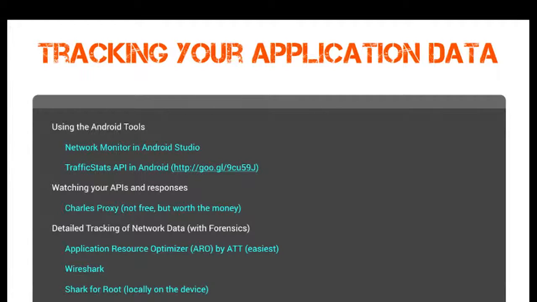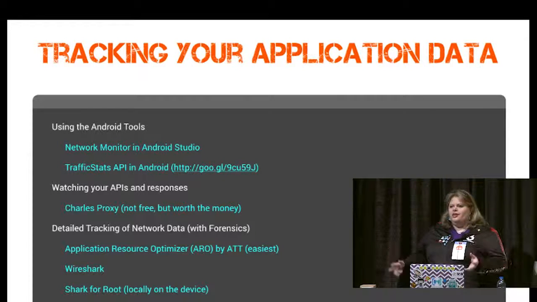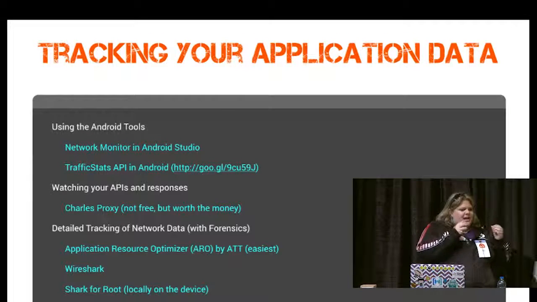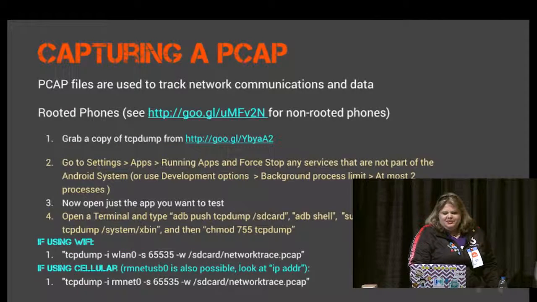Now, we've all probably heard about Wireshark, but you probably haven't heard of something called the Application Resource Optimizer, which is commonly known as ARO by AT&T. It's the easiest thing for you guys to use who are not used to tracking stuff down by looking at, oh, this packet had XYZ. Let's go into that a little bit.